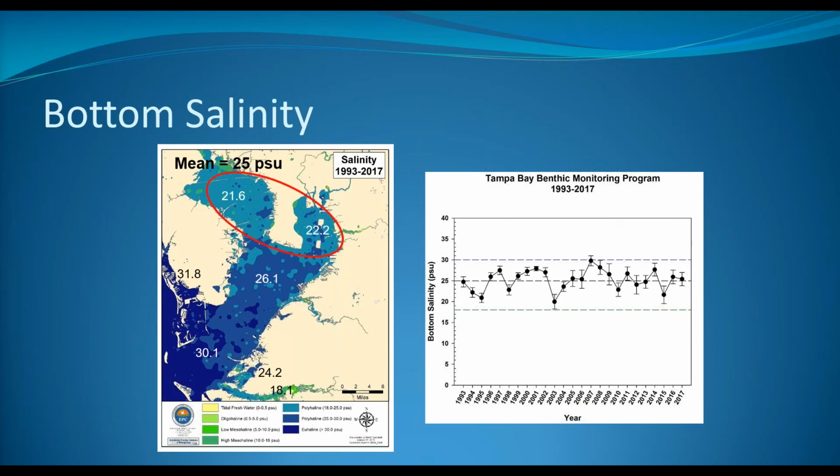The average salinity bay-wide is around 25 parts per thousand. We do see a salinity gradient with lower salinities up in Hillsborough Bay and Old Tampa Bay, and higher salinities down in the lower portion of the bay. We also have lower salinities in the Manatee River and Terra Ceia Bay portion because of freshwater inputs. Looking at the temporal trends of salinity, there is some variability from year to year, which tracks rainfall primarily, but most years we fall within a polyhaline salinity regime between 18 and 30 parts per thousand.